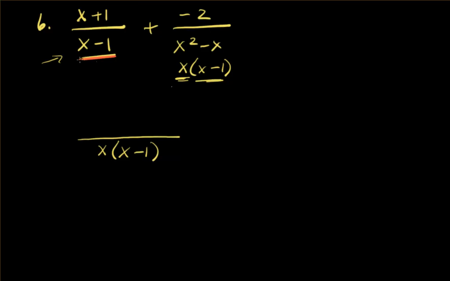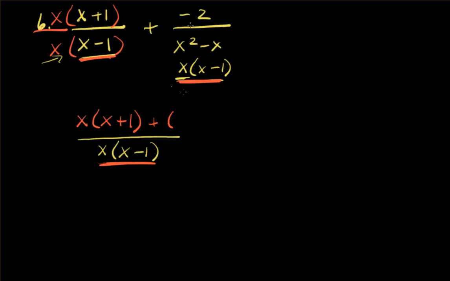So I'm going to take this x minus 1 and compare it with this denominator. What's missing is the x, so I need to multiply an x and an x in the numerator and denominator. So I can take that numerator now and then add it and make it one big numerator. Over here, when I compare this denominator with this denominator, it's exactly the same. So I can take this negative 2 and just rewrite.